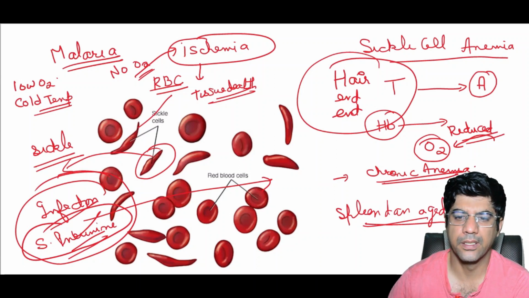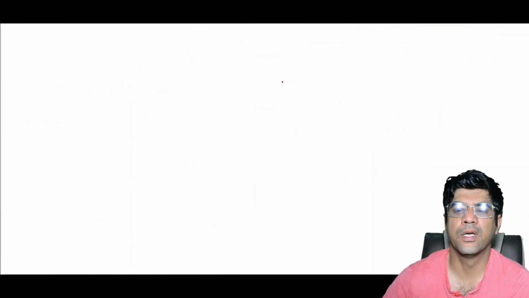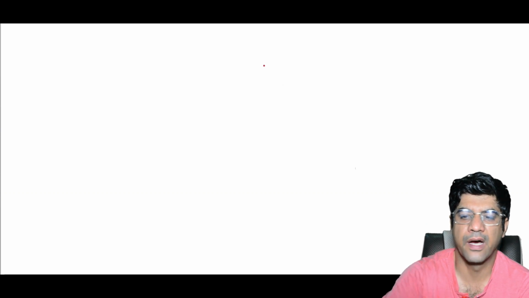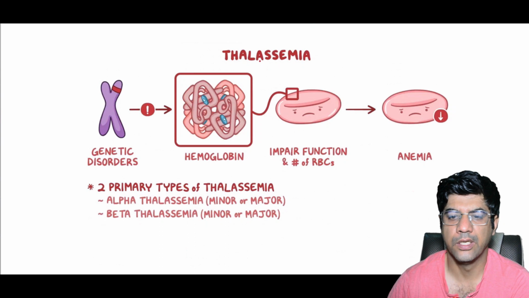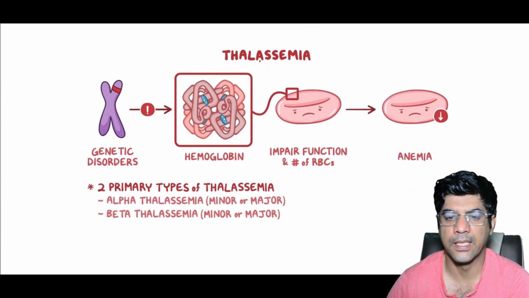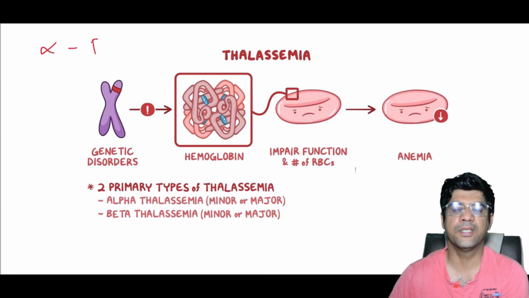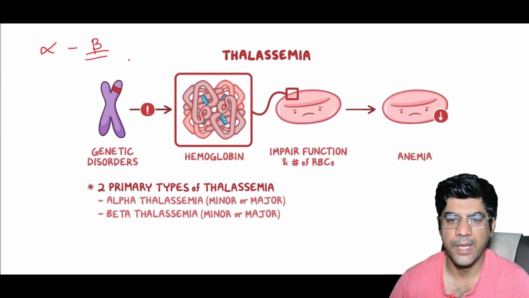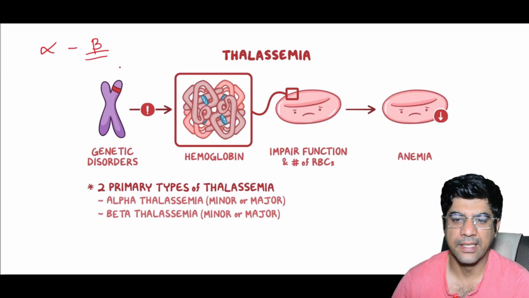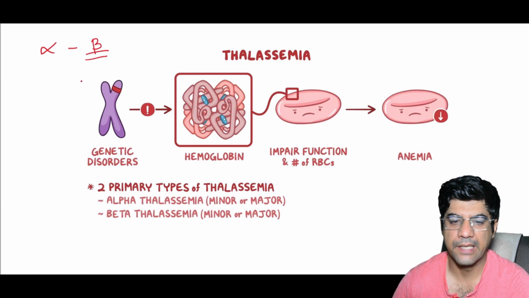Thalassemia, remember, is a group of genetic disorders where there is reduced production of either the alpha or beta chain of hemoglobin, the protein in the red blood cells that carries oxygen. These disorders are more prevalent in populations from the Mediterranean region. That is why the name thalassemia is derived from the Greek word meaning sea.